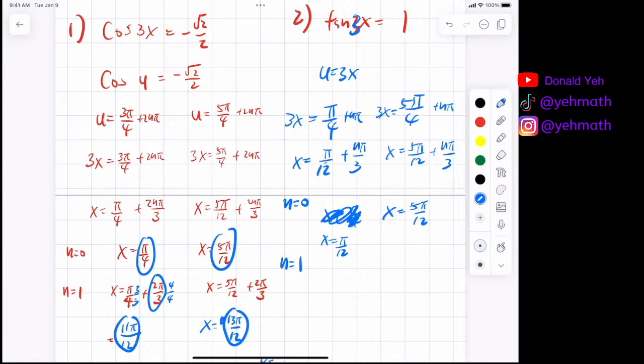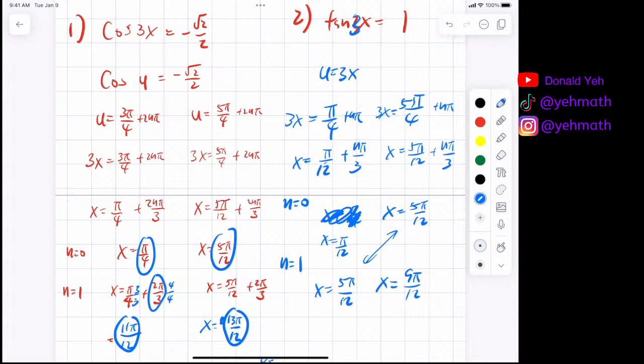So what happened if I put n equal to 1? I get pi over 12, 5 pi over 12, right? But you see this is repeated. You see this and this are repeated. Sometimes it happens. You have to cross the one out. Then you're going to choose the next answer: 5 pi over 12 plus pi over 3. So it's 9 pi over 12.